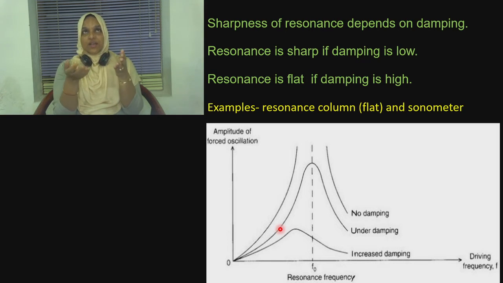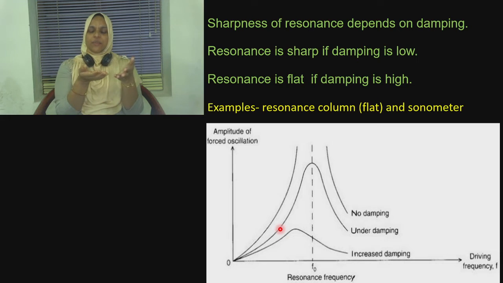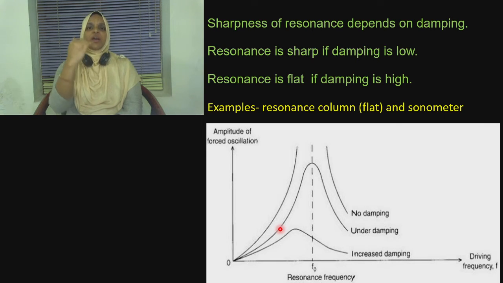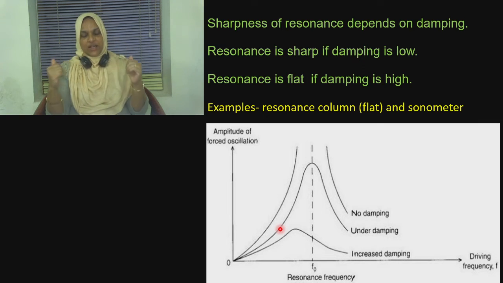And there are examples for flat resonance also. A common example is the resonance column experiment. That also you will all be familiar with. For an air column, if an excited tuning fork is placed and the length of the air column is changed, we can observe that near the natural frequency, when the frequency of the tuning fork approaches the natural frequency of the air column, amplitude resonance starts to occur, and it will last for a few seconds, and then the amplitude will gradually come down.